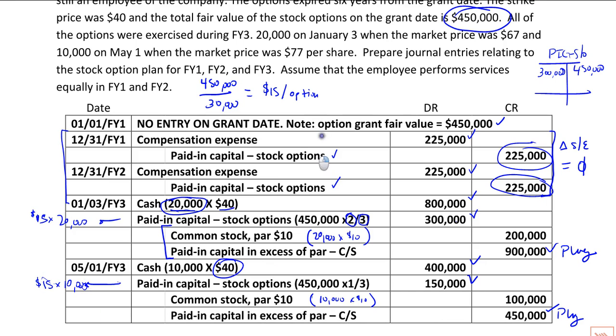Okay? So you can take this number, calculate it on the grant date, and to me, it's a lot easier than using the ratios that your book uses. That's a mess, even for me. Let me clean that up a little bit. A little easier than the book uses.